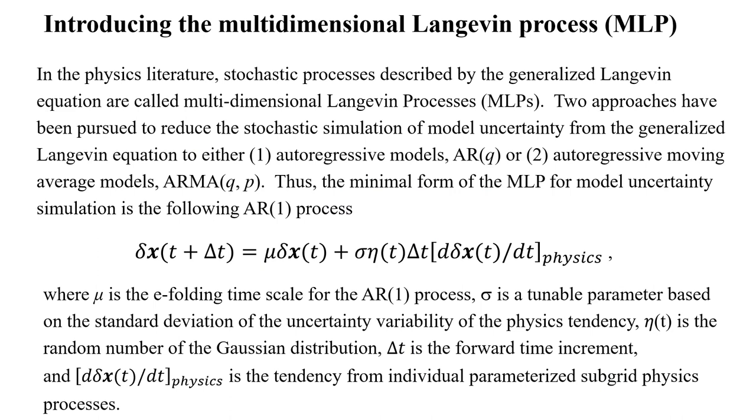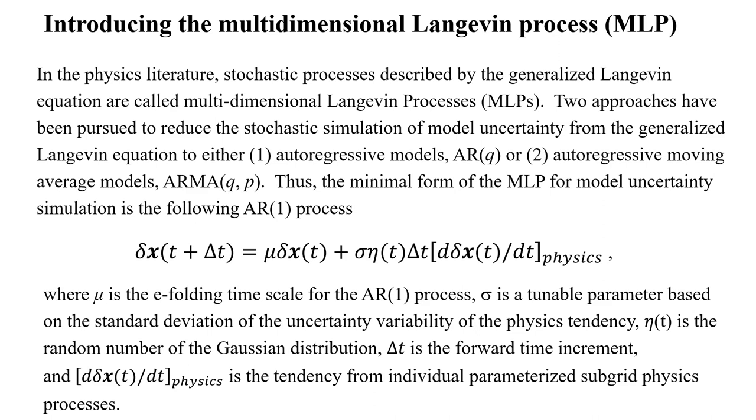In the physics literature, the stochastic process described by the general expression of the model equations I showed a moment ago is called the generalized Langevin equation, and the process described is called a multidimensional Langevin process. In general, two approaches have been pursued in the literature to reduce the entire stochastic simulation of model uncertainty based on the generalized Langevin equation to something simpler and tractable, because the whole expression I have just shown is so complex and intractable that, just like the general model equations, you cannot get a general solution.